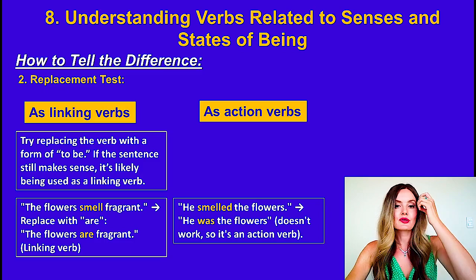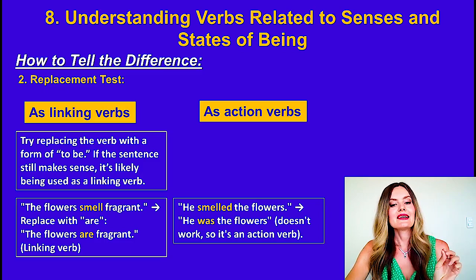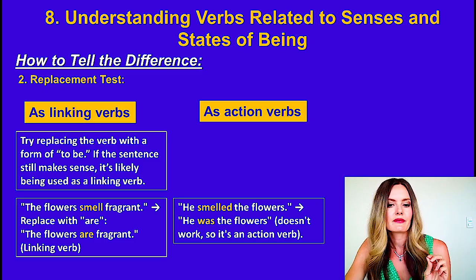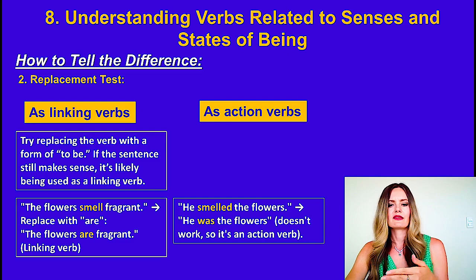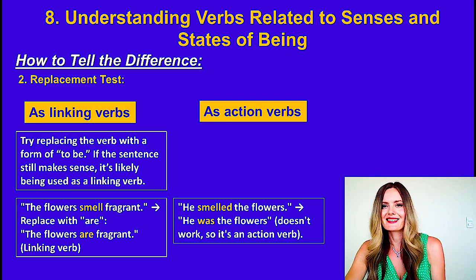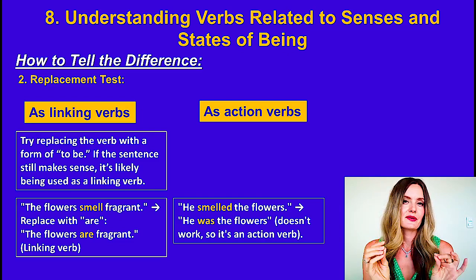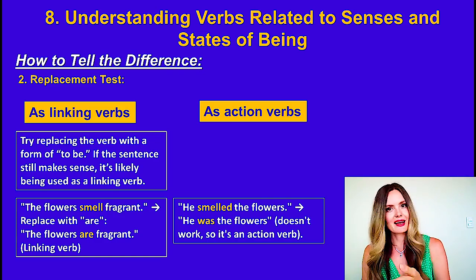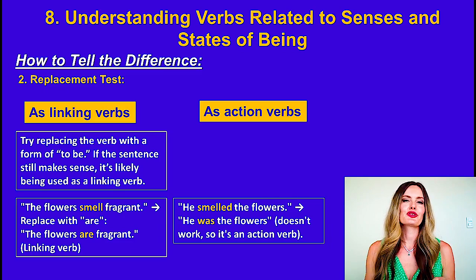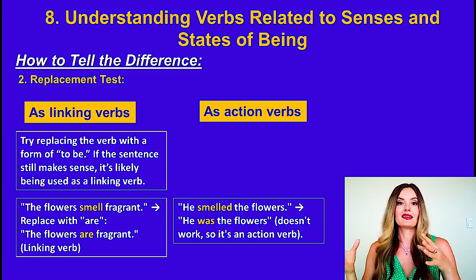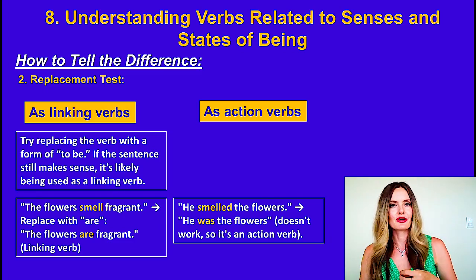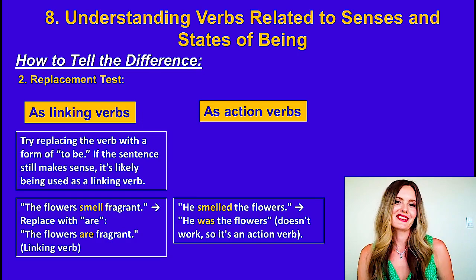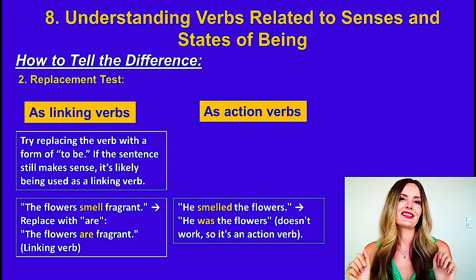Now let's try this with action verbs. He smelled the flower. He was the flower. Does it make sense? So we tried to replace smelled with the form of the verb to be, but it doesn't make sense. It doesn't work. So it's an action verb. So if you would like to be 100% sure whether it's a linking verb or an action verb, just try this replacement test. It will help you to see the difference.